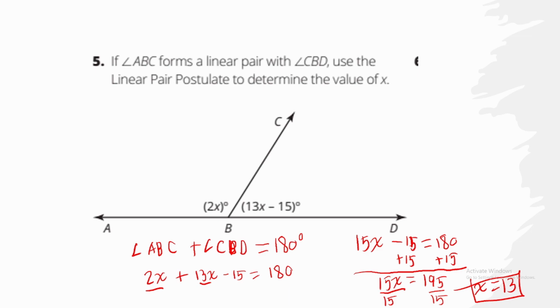There we go. So you just set up your equation using the linear pair postulate, and then you solve. You substitute in your information and solve for x.